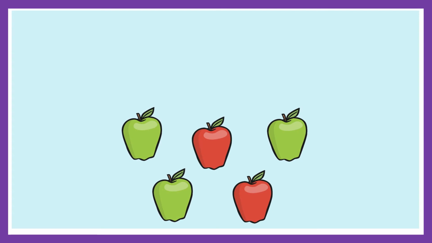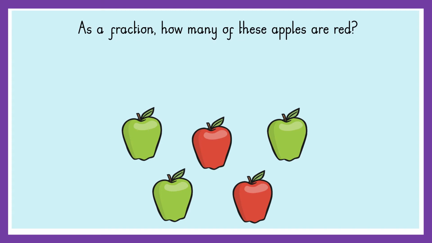Here are some apples. As a fraction, how many of these apples are red? Well, first of all, let's count all of the apples, and that will give us the denominator. And there are 5 apples altogether, so the denominator is 5. To find out what fraction of the apples are red, we just have to count the number of red apples, and there are 2. So the numerator of our fraction is 2.